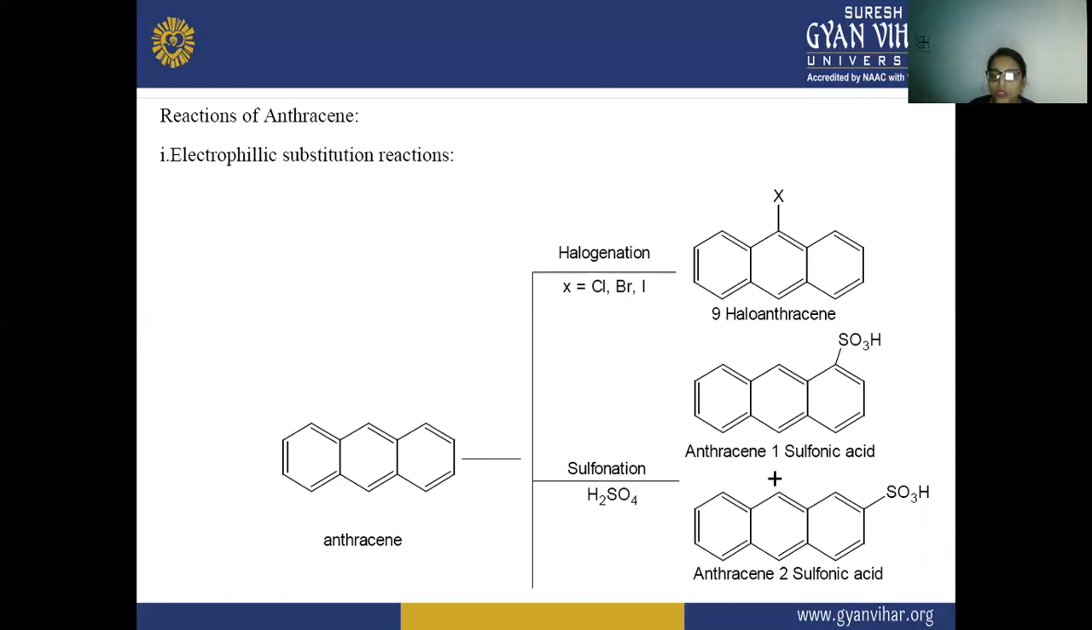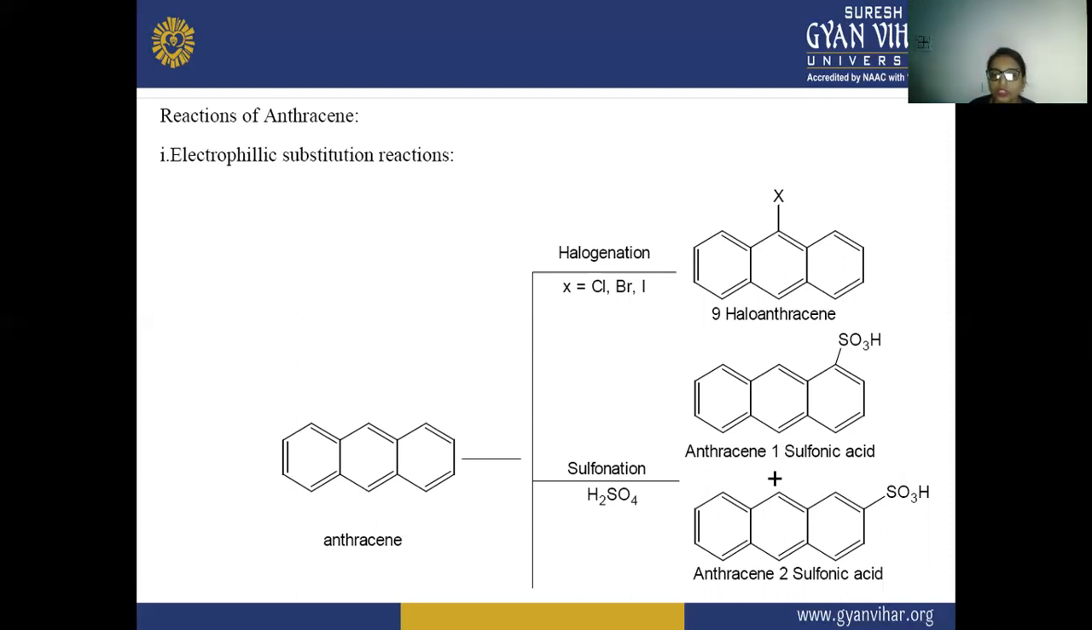In this, first is halogenation. In halogenation, you can see the halogen is attacking the ninth position, and from here the removal of hydrogen occurs, meaning the proton is removed, and there is a placement of the halogen on the ninth position. So this is 9-haloanthracene. Secondly, it is sulfonation.